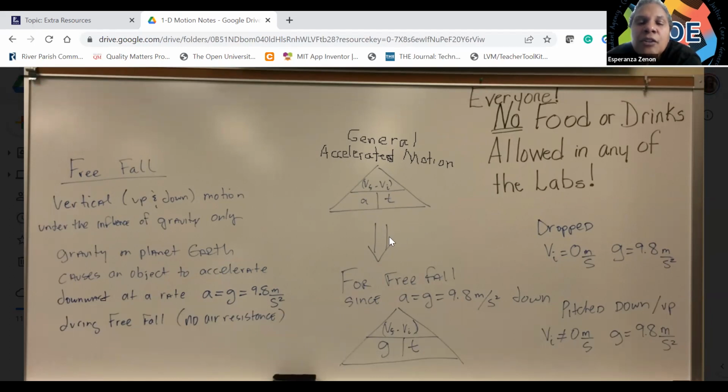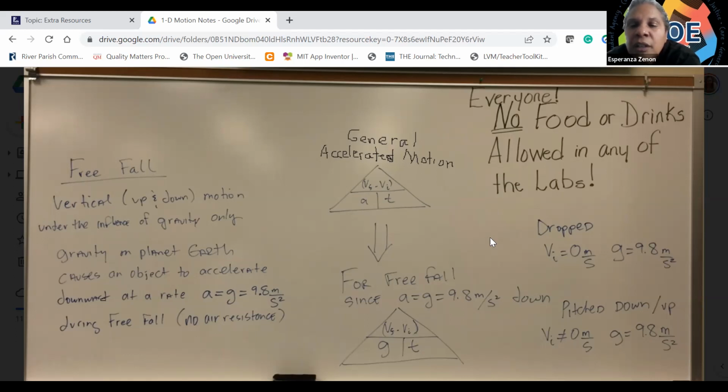And then if you take this and transform it to represent vertical motion, you still have VF minus VI, you still have T. But the difference is that in the place of A, I now have G. Because if it's free fall, gravity is in control, and gravity is always 9.8 meters per second squared down on planet Earth. If you're dealing with general accelerated motion, then they might give you A, or you might be tasked to find A. But if you're dealing with free fall motion, you will never have to solve for the acceleration. Why? Because the acceleration is given as G, 9.8 meters per second squared down.